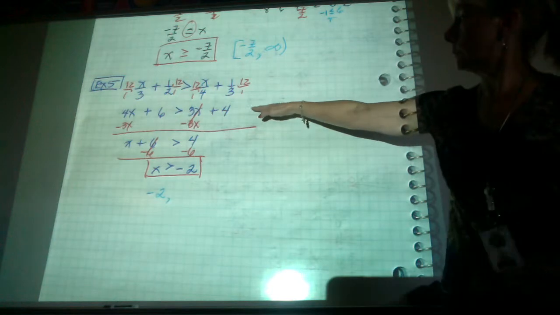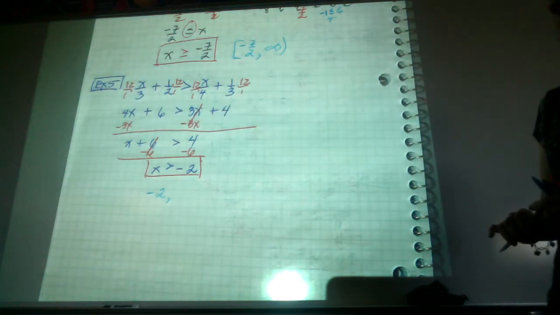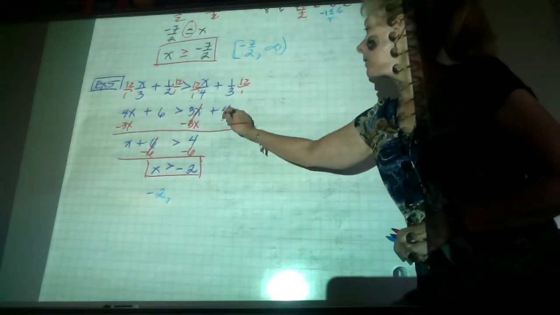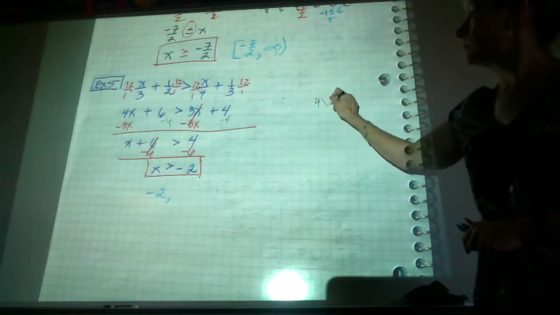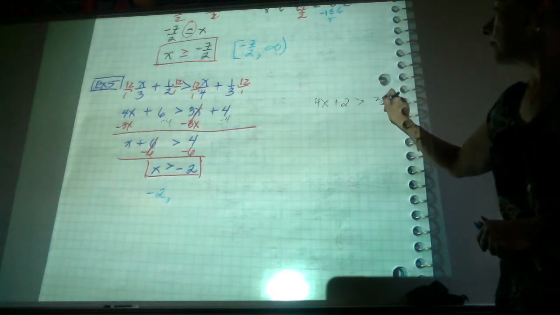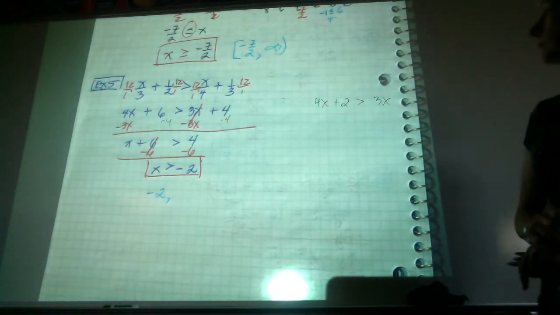Did you get this far? Yeah. Okay, what did you do there? Then after that, I subtracted 4 from 4 and 6. Okay, so you subtracted 4 and 4. So that gave you 4x plus 2 greater than 3x. What'd you do now? Now you subtracted the 4x?